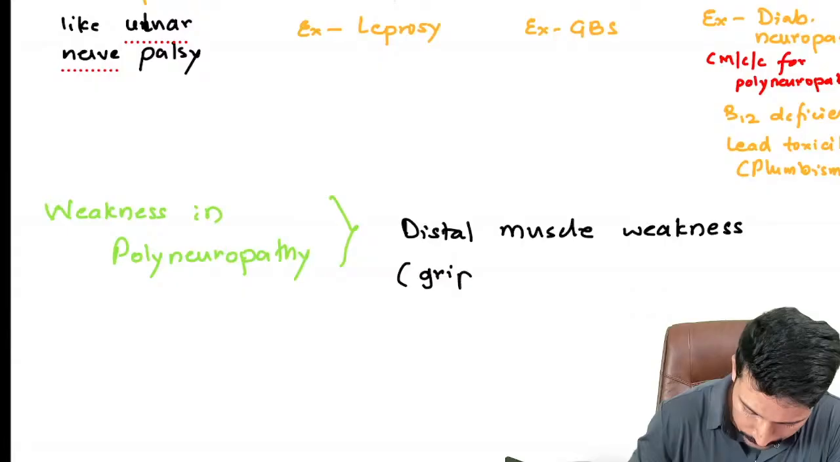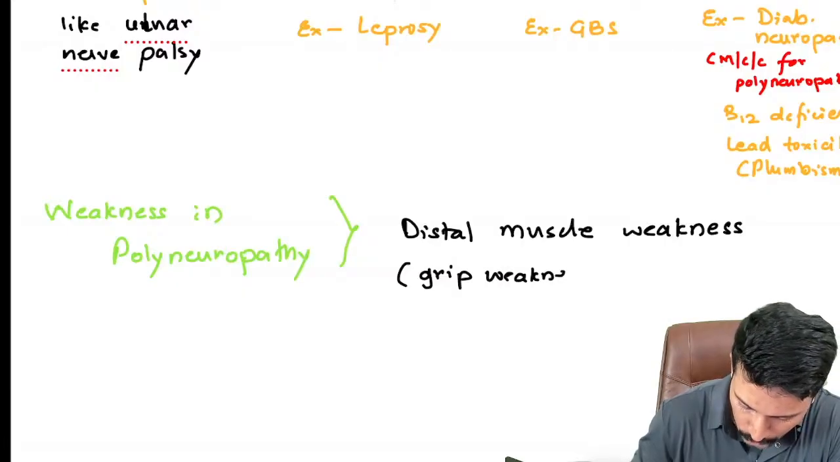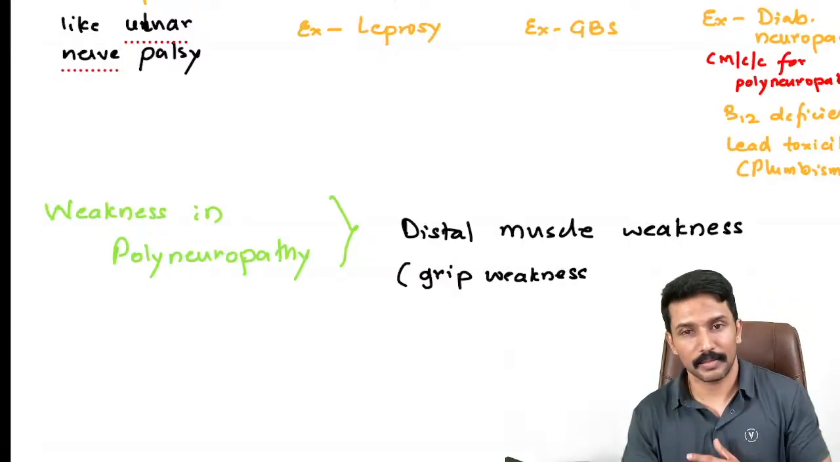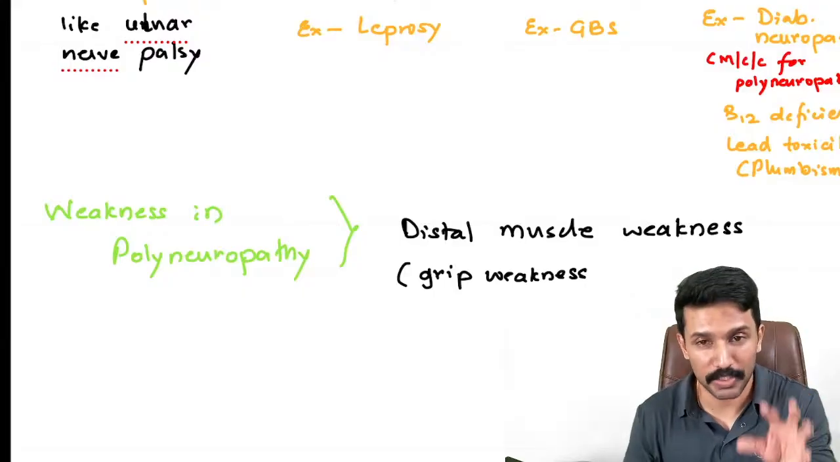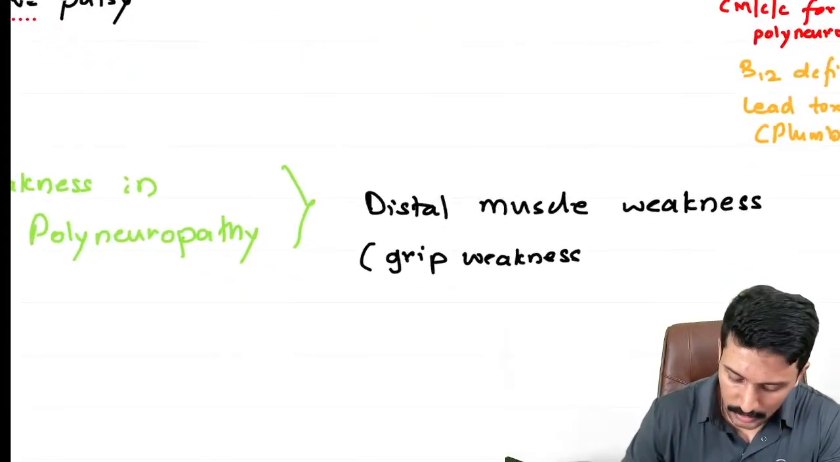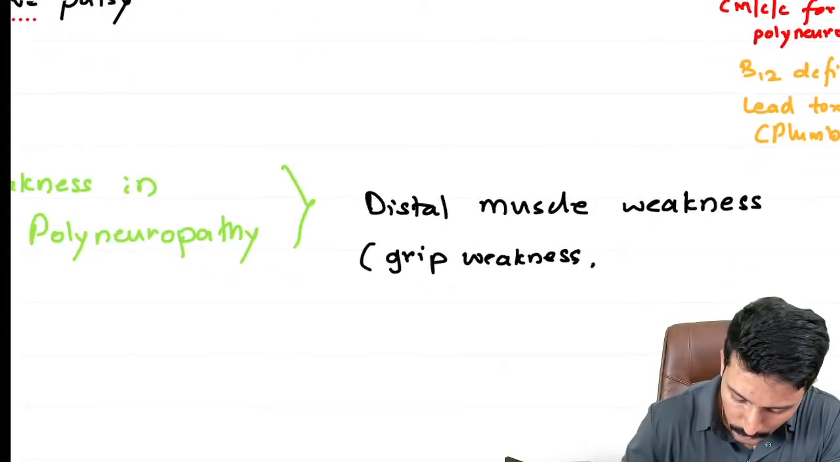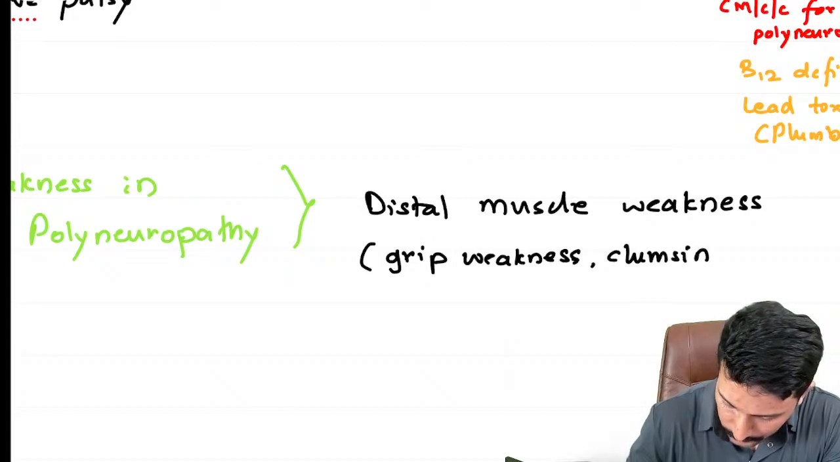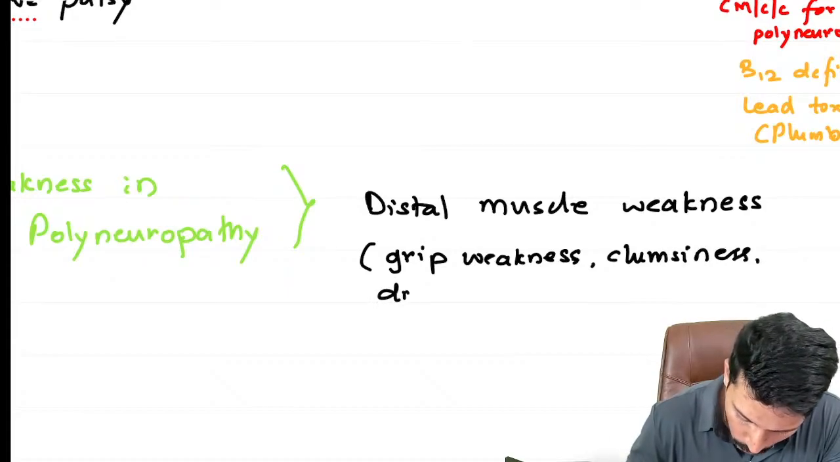So distal muscle weakness presents with grip weakness. So these are all buzzwords. Now you should remember if these words appear in the exam, that means the examiner is giving you a clue that this patient is having distal muscle weakness. So if it is talking about grip weakness or clumsiness or dropping objects.